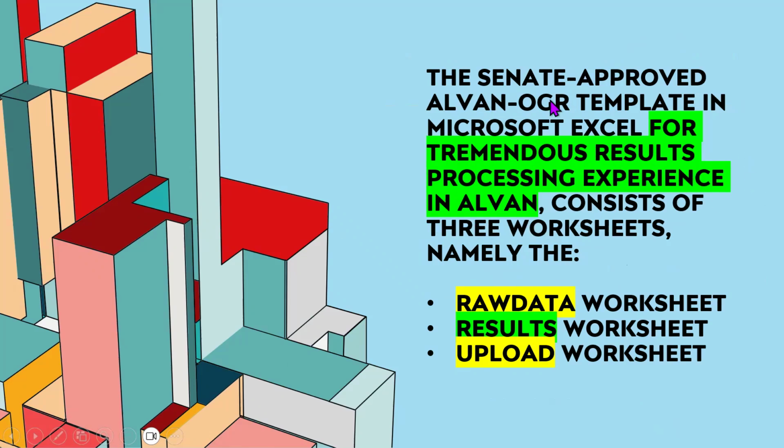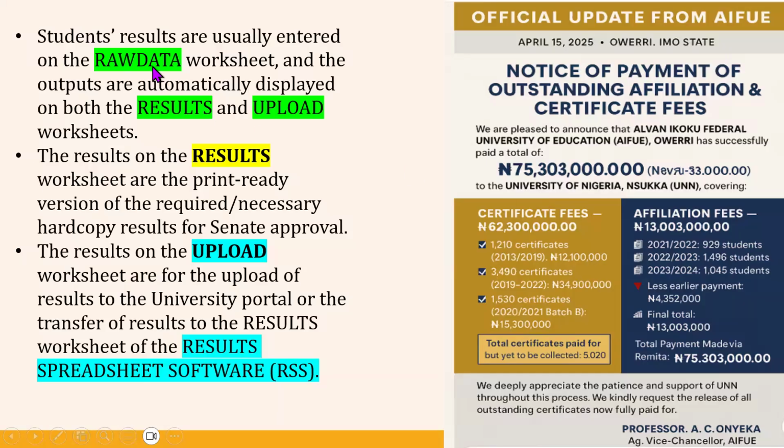in Alvan. The Alvan OGR template consists of 3 worksheets: the raw data worksheet, the result worksheet, and the upload worksheet. The raw data worksheet is where you usually enter students' data. And once you do that, the outputs are automatically displayed on both the result worksheet and the upload worksheet.